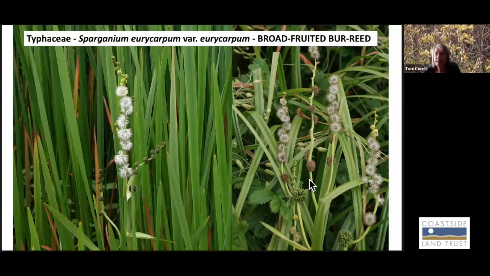Some of the wetland indicators in our creek and stream outlets include the broad-fruited burr reed in the Typhaceae family, the cattail family. The leaf blade is long and narrow with very sharp edges. The flowers are on branches, here with the showy female flowers and the male pollen-producing flowers above. The female flowers produce a distinctive round cluster of mace-like fruits.